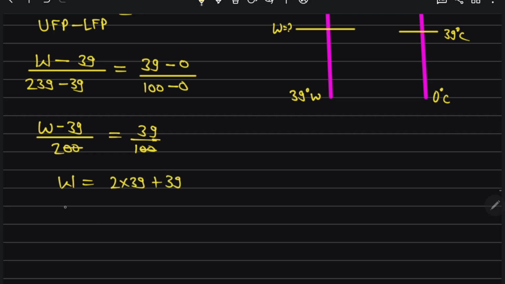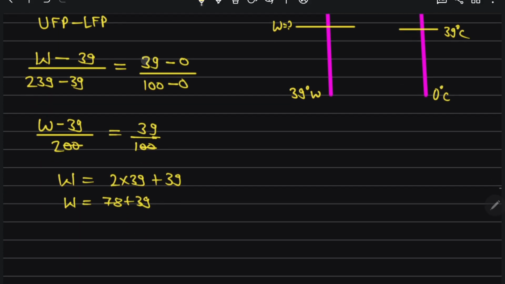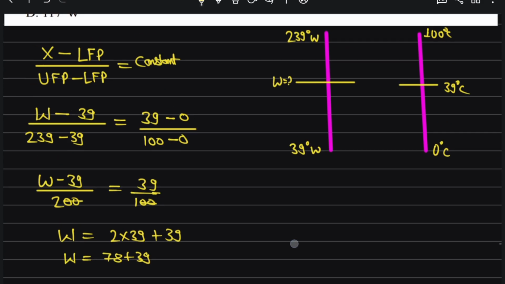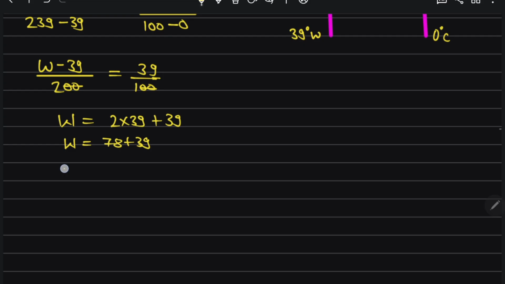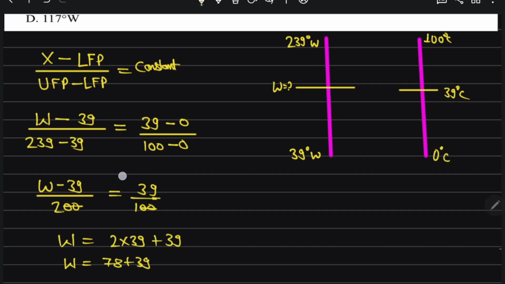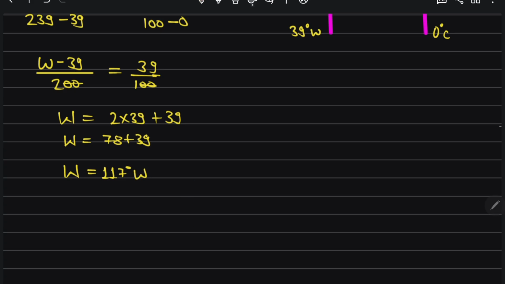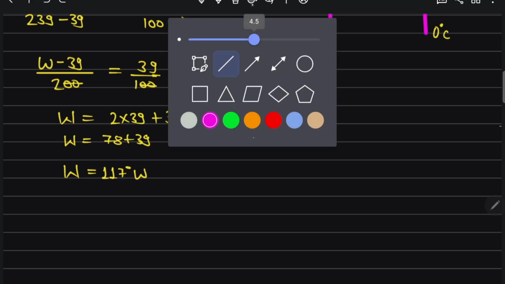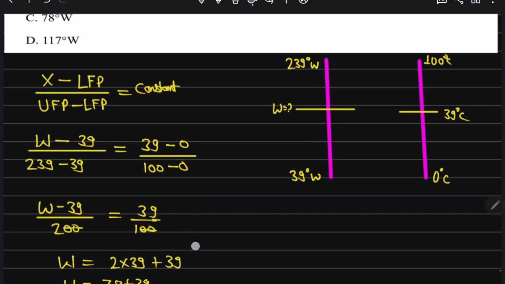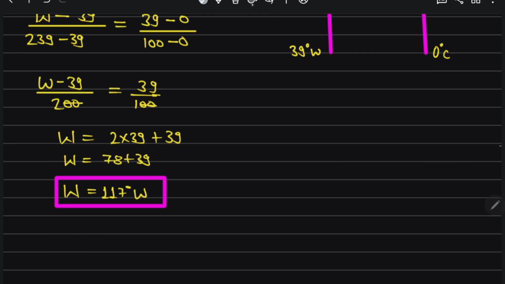So this comes out to be 78 plus 39, which is 117. So W comes out to be 117 degree W. Which option is matching? Option D is matching, so option D is correct. I proceed to the next question.